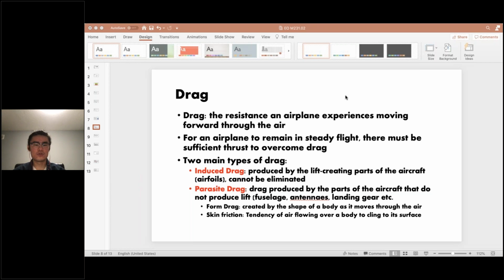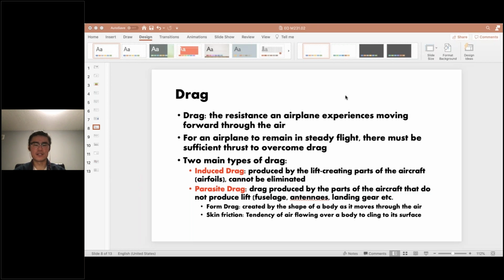So there are two main types of drag. There's this thing called induced drag. That's the drag that is produced by any parts that are involved in actually creating lift. So these cannot be eliminated. You need these. It's a small price to pay. If you want to stay afloat, you're going to have induced drag. There's nothing really you can do.